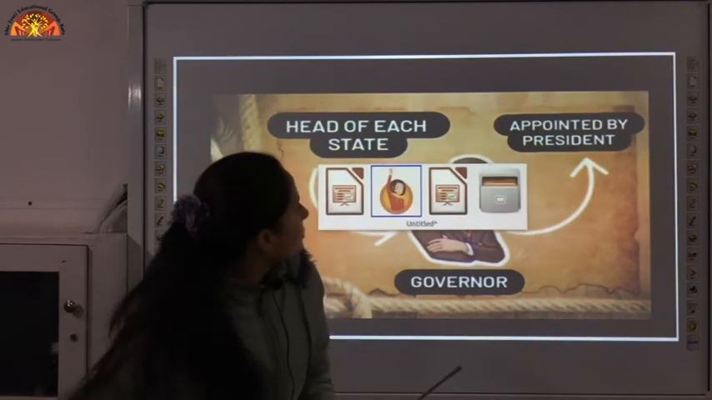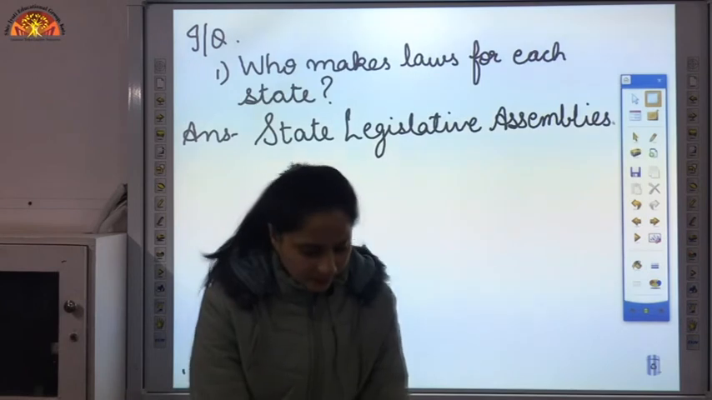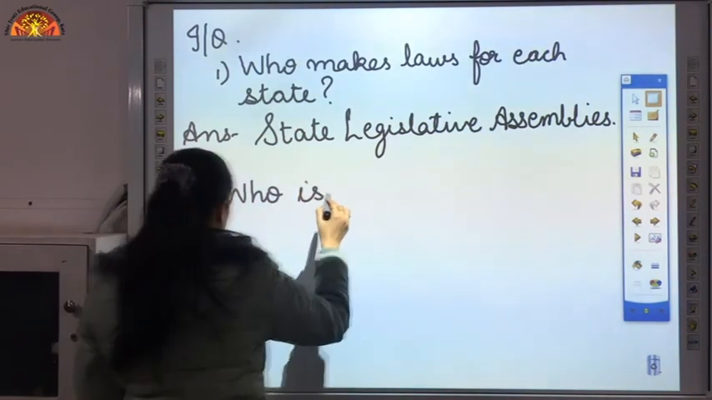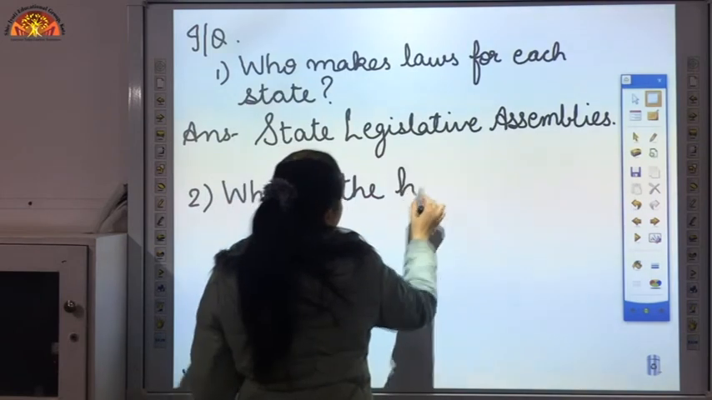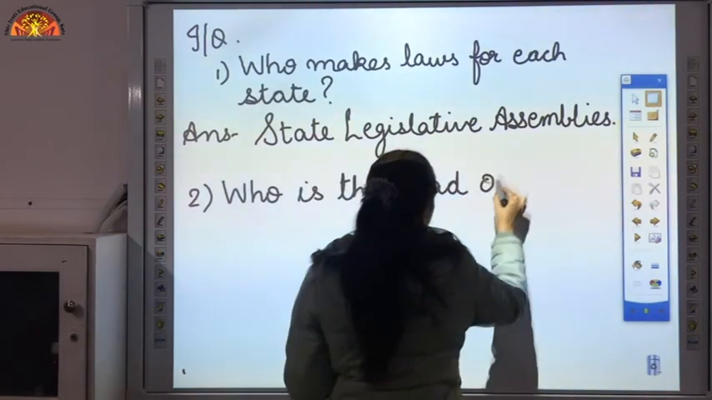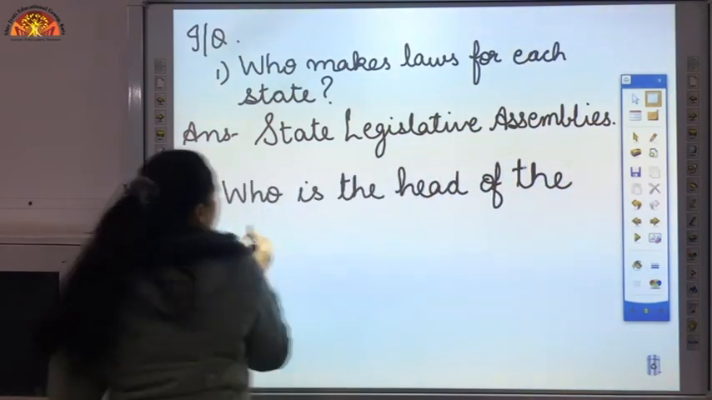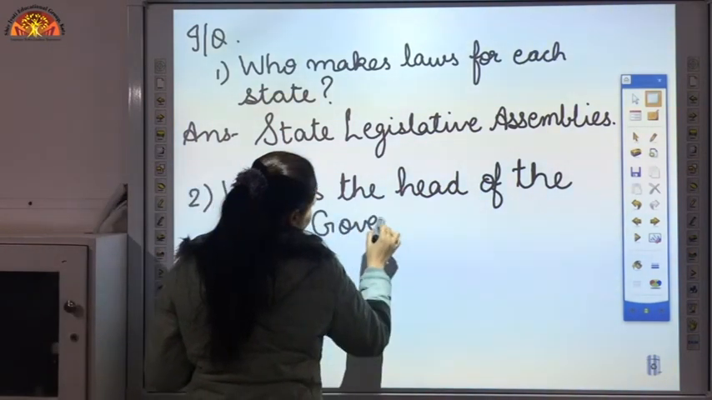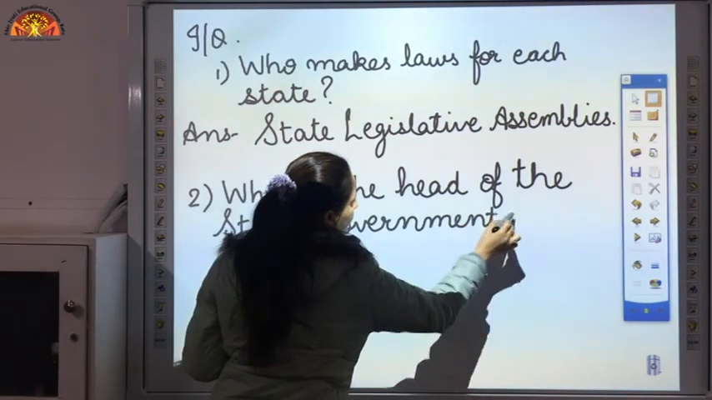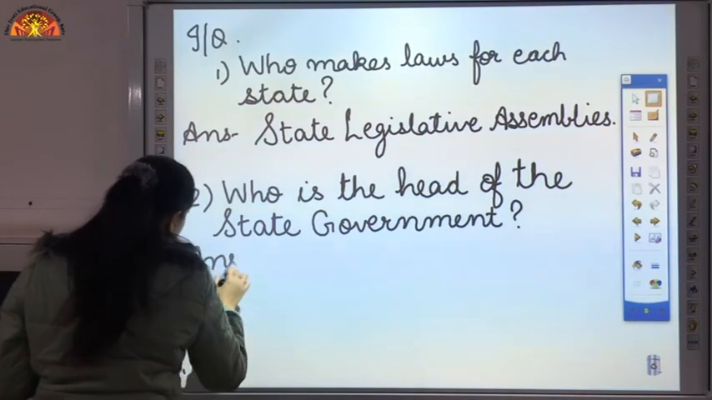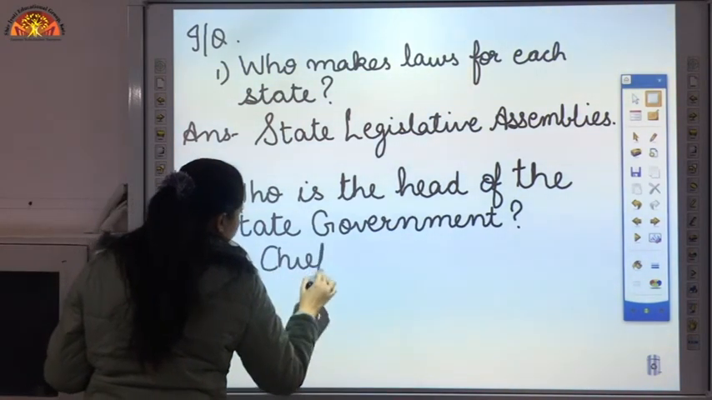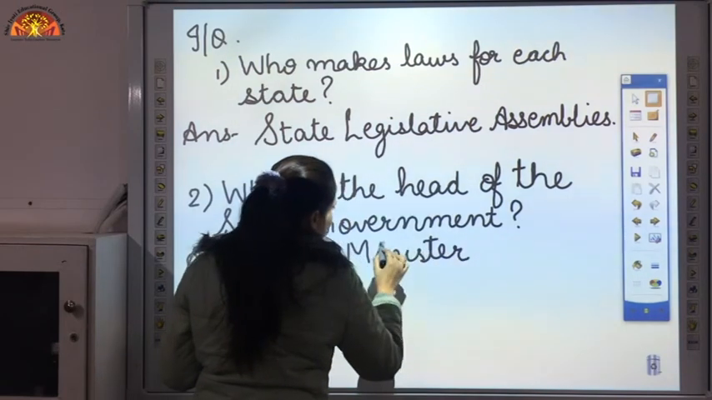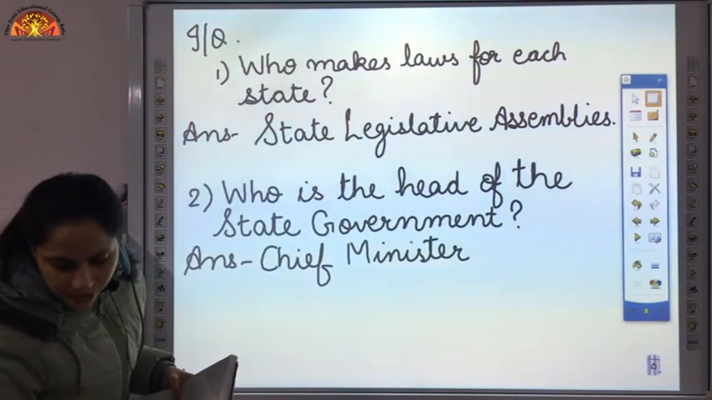Here you have another internal question, children. You can write down. Internal question number 2: Who is the head of the state government? Who is the head of the state government? The answer is chief minister. Okay, so this is your second internal question.